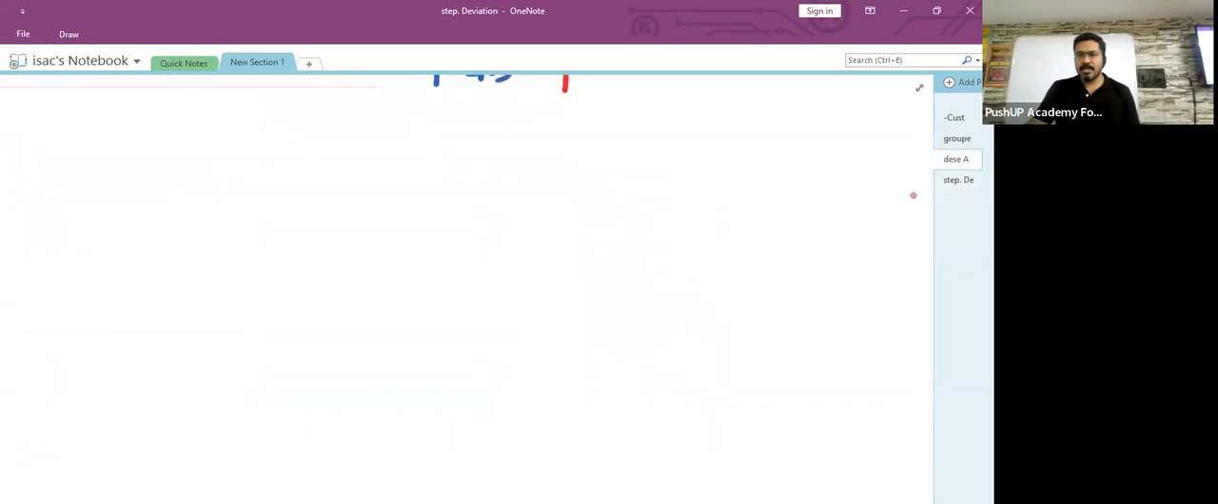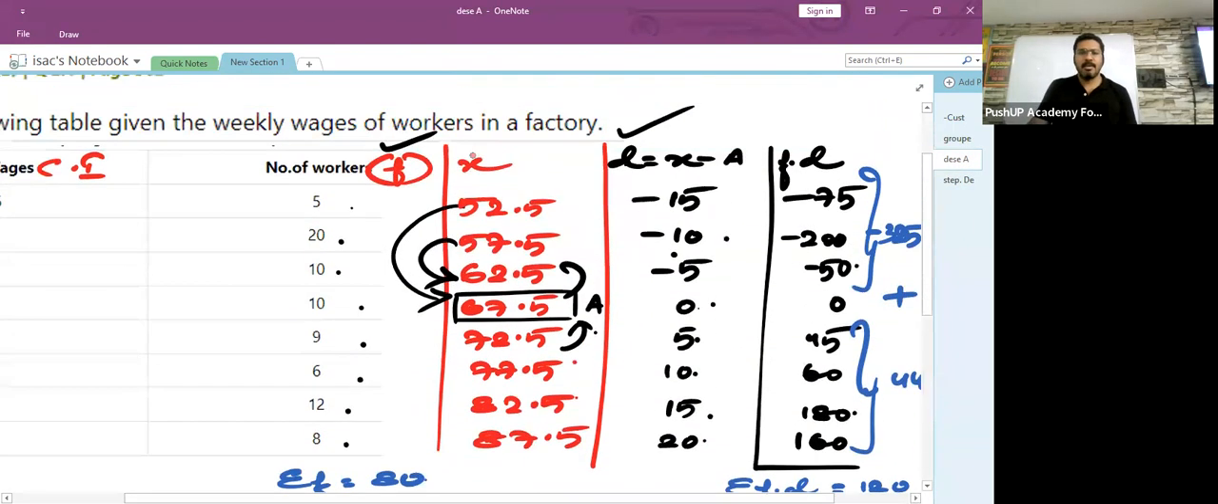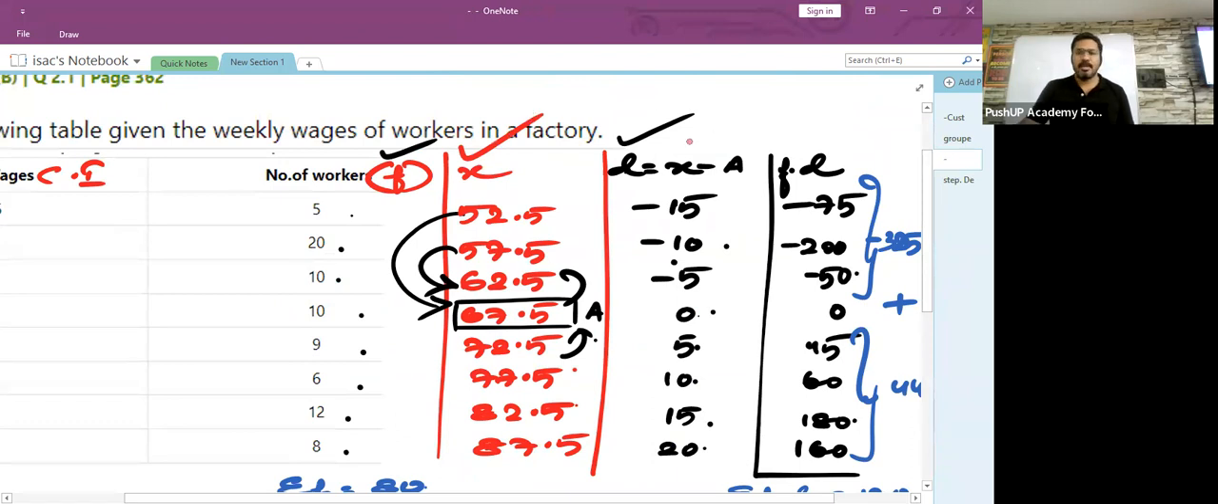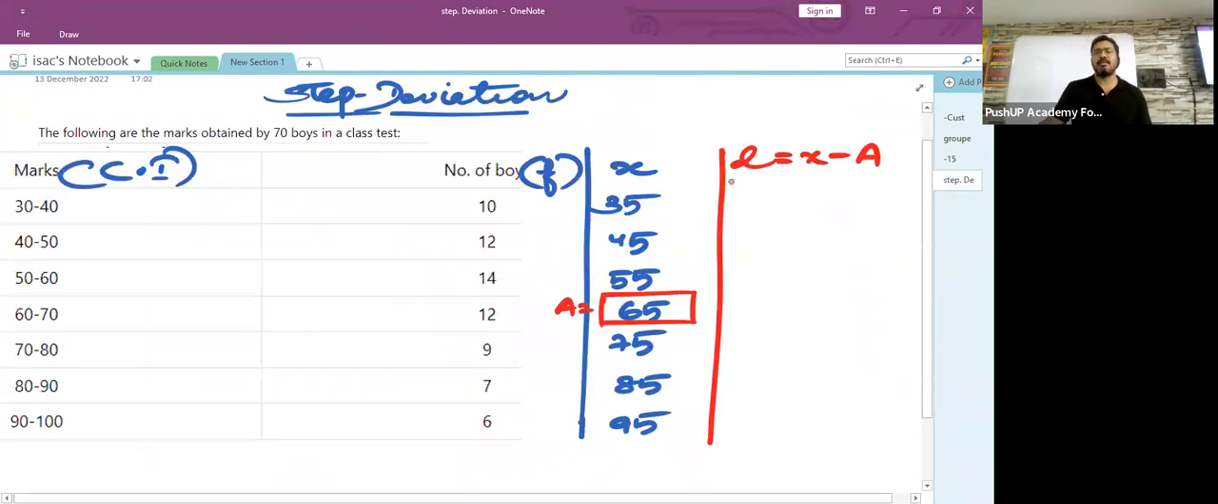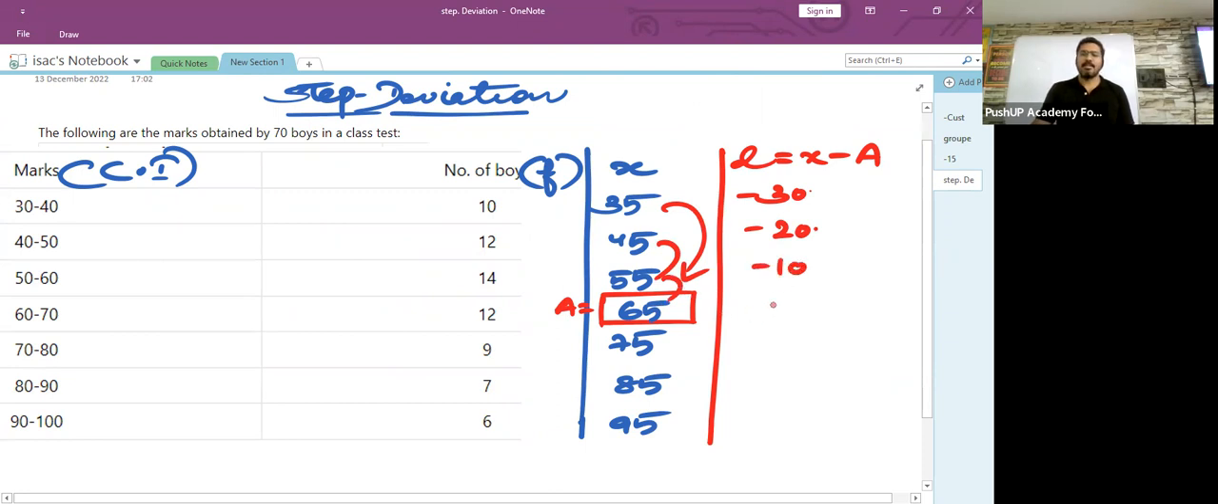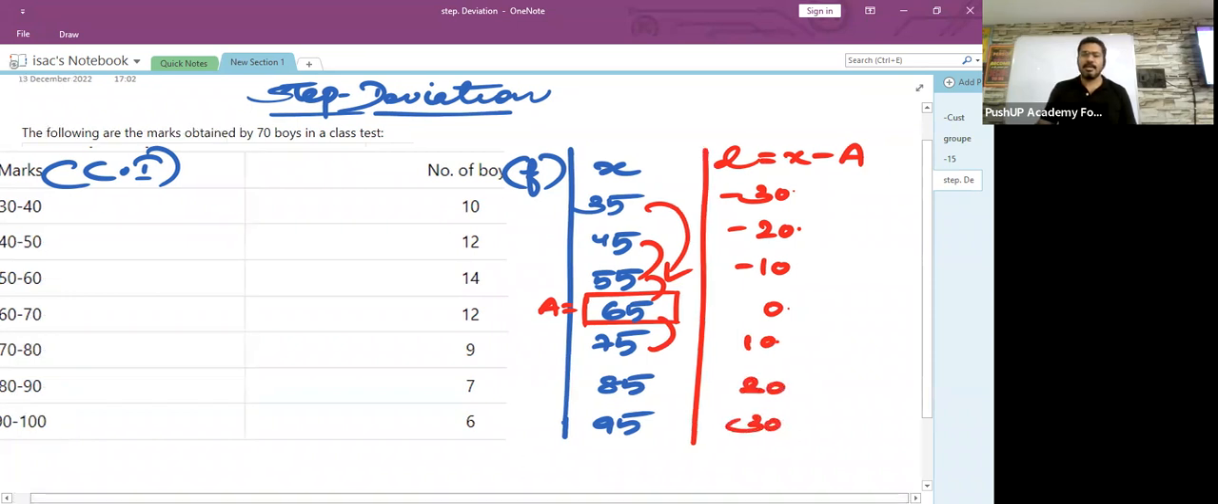See this, children. In the previous table also, you did the same thing. First, you found the column of x. Then you found the column of deviation. Here also, I'm doing the same thing. So deviation is equal to x minus a. Children, 35 minus 65 is what? Minus 30. 45 minus 65 is minus 20. 55 minus 65, minus 10. 65 minus 65 is 0 itself. Then comes 75 minus 65, which is 10. Then comes 20. Then comes 30. Till here, everything is fine.